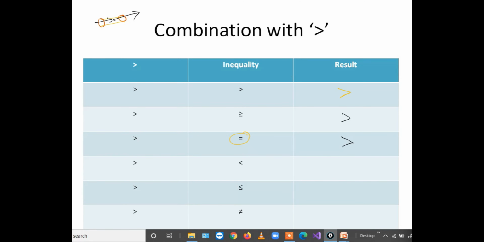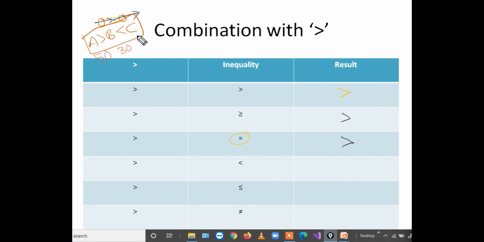So next, greater than when combined with less than. So A is greater than B, but B is less than C. Now tell me, what is the relation between A and C? So let's see with an example using numbers. Suppose I'm considering A as 50 and B as 30. Is 50 greater than 30 or not? Yes, 50 is greater than 30.